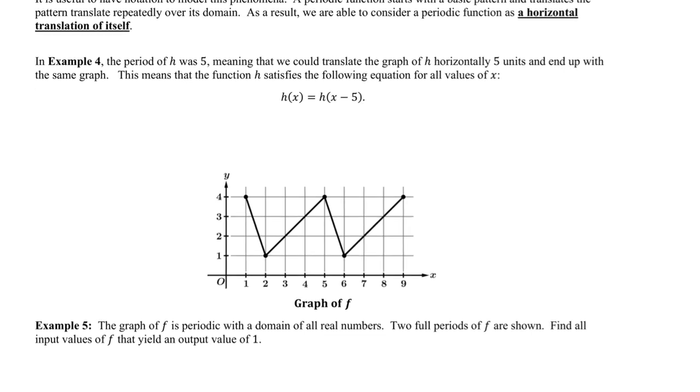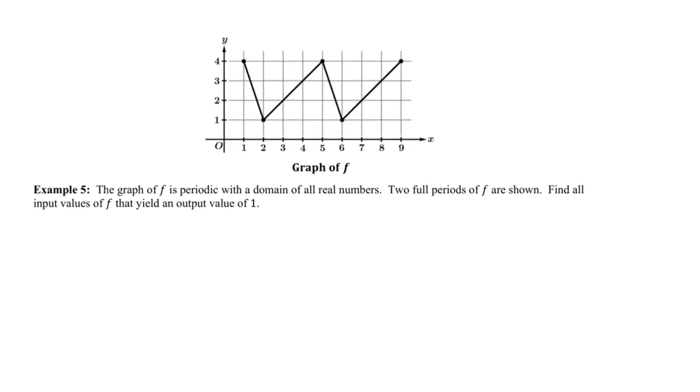So let's look at example 5 here. The graph of f is periodic with a domain of all real numbers. 2 full periods of f are shown. Find all input values of f that yield the output of 1. Looking at this graph, let's highlight one completion of the graph. So this would be what the graph looks like, and if I slid that left or right, it'd be on top of each other over and over again, and I'm looking for all the times I'm going to have this.